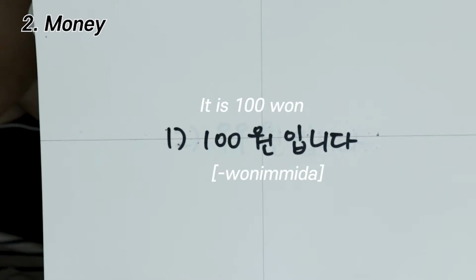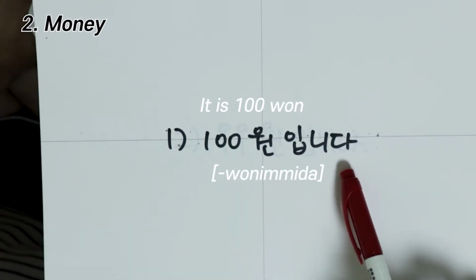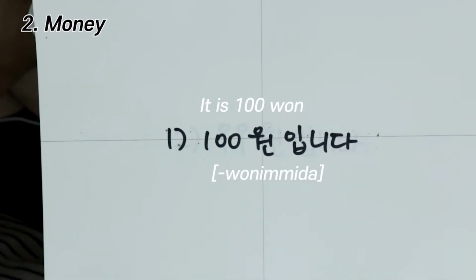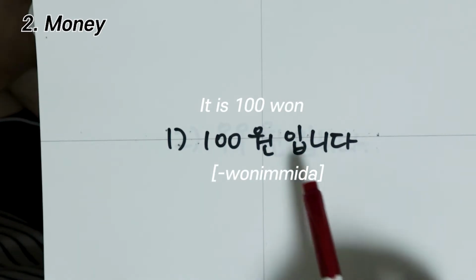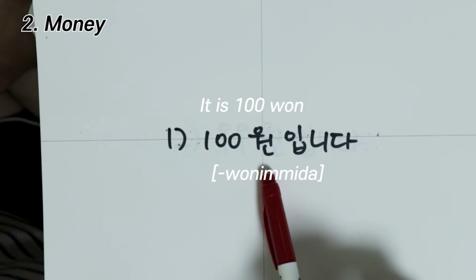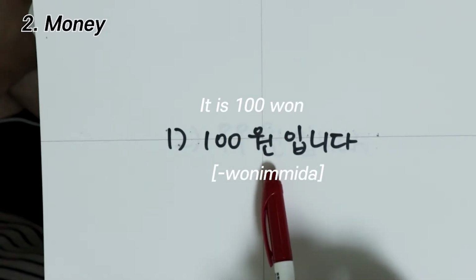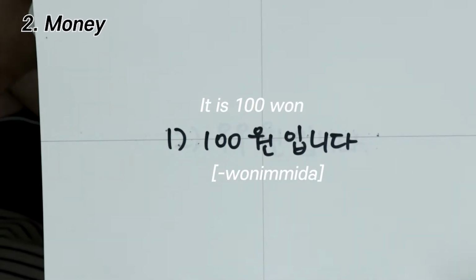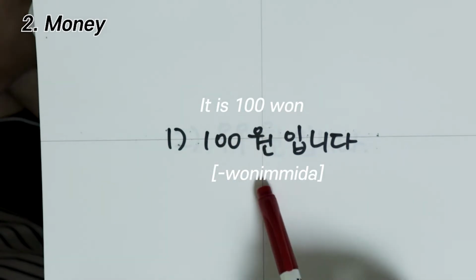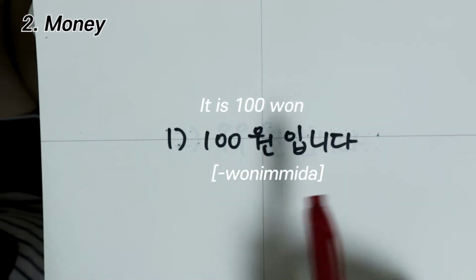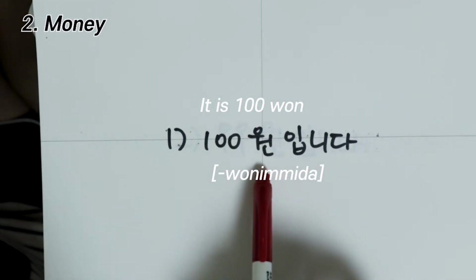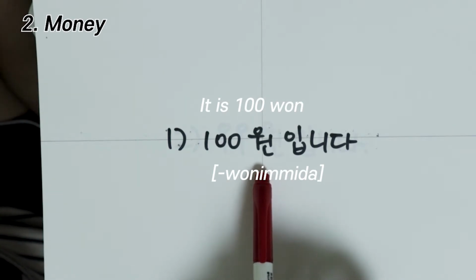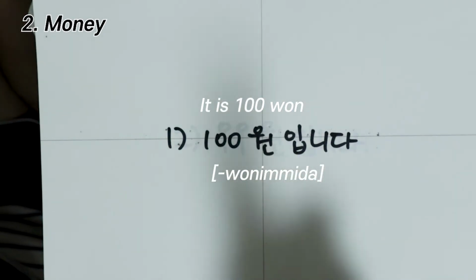Okay, next chapter is money. 입니다 means a polite form of 이에요, 예요, which means to be. So it is 100 won. Won is Korean currency. Like the US dollar, we have one currency. Won, W-O-N. Anyway, so how can you say this in Korean? 100 won. 3, 2, 1.